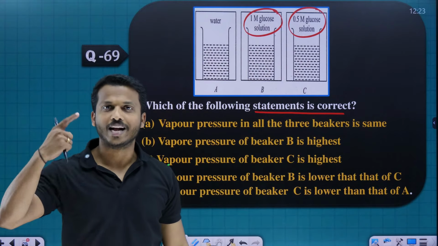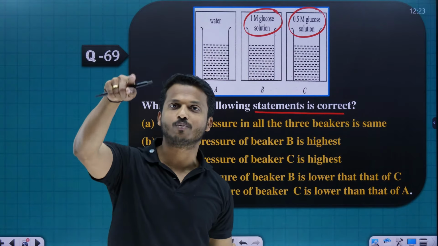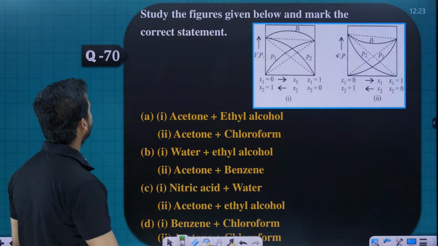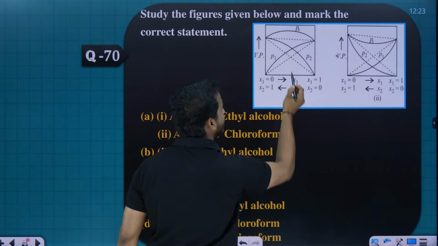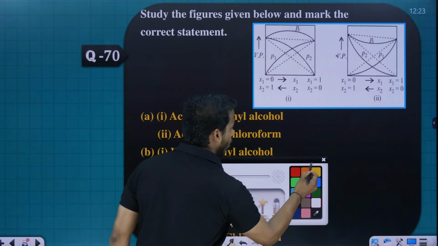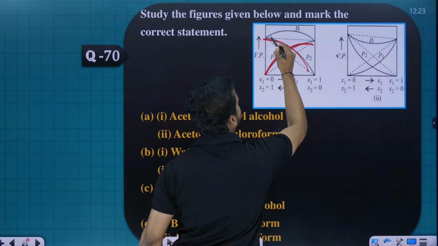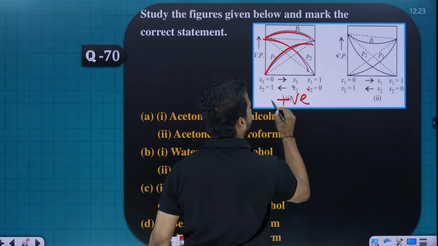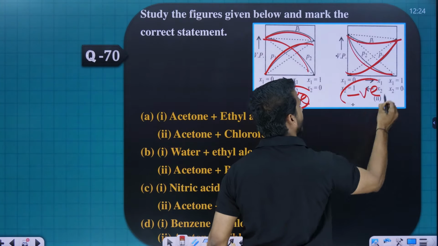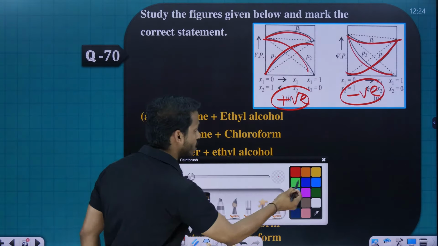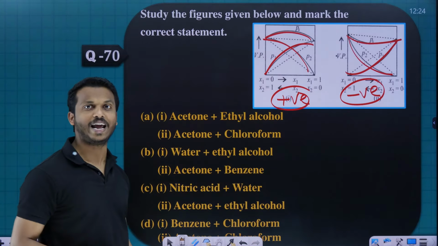Point is this one: as the number of solute particles increases, vapor pressure decreases. Question number 70, study the graph. Hope you've seen this graph before. What does the first graph represent here? This one represents positive deviation, and this one represents negative deviation. They are asking which is a positive deviation and which is a negative deviation.